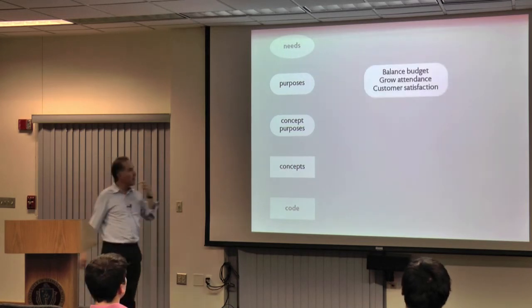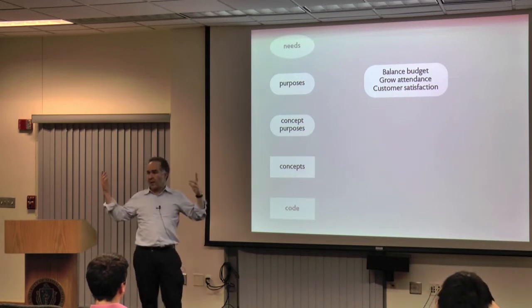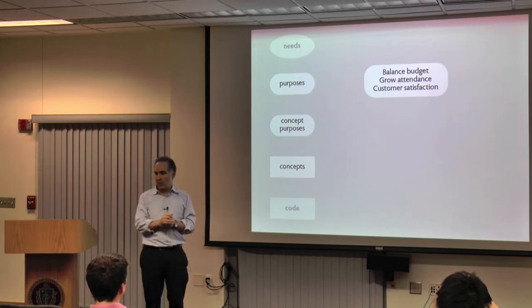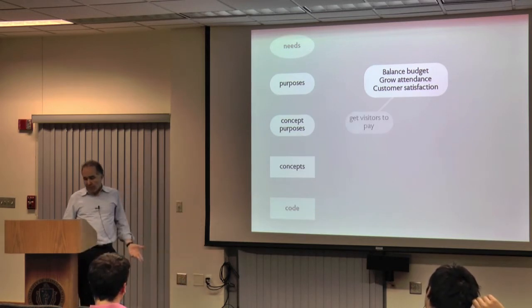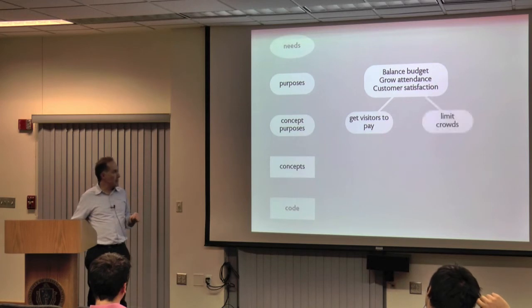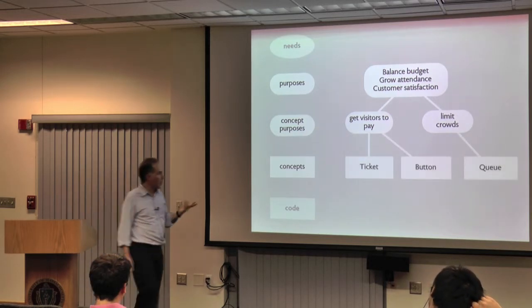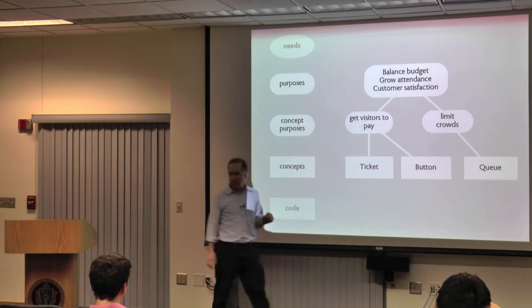So for example, my purposes for the entire system might be, I go to the museum director and say, well, why do you want this system? And she says, well, I'd like to balance the budget. We're not getting enough money in. Or I want to grow attendance. Or maybe I just want my customers to be satisfied. And then from there, we can consider sub-purposes, such as getting the visitors to pay or limiting crowds. And then the concepts that actually are motivated by those sub-purposes. So for example, if I'm interested in getting the visitors to pay, maybe I'll achieve that with tickets.